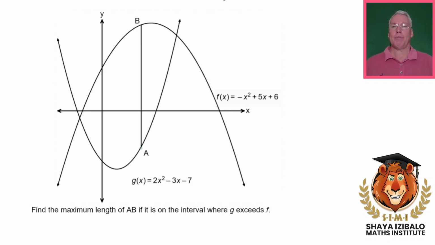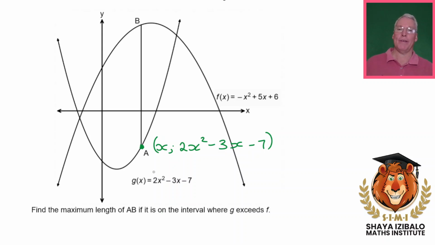Now, if we suppose this x value is x, then the y value of this point is 2x squared minus 3x minus 7. And that's because this point lies on this parabola. Every single point that lies on this parabola has that relationship between its x's and its y's.